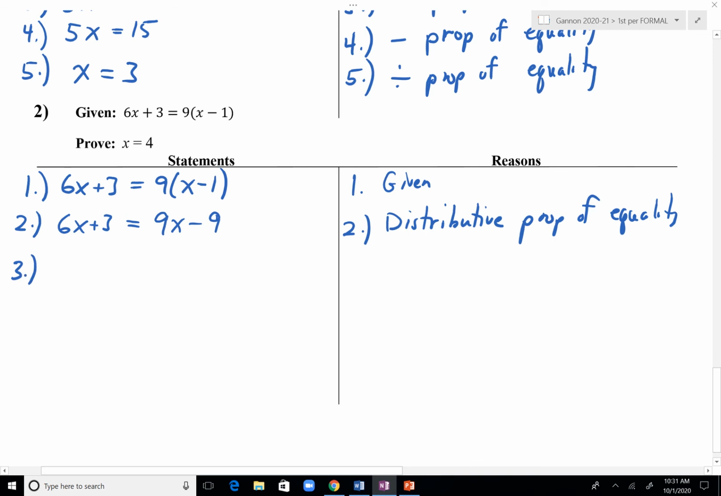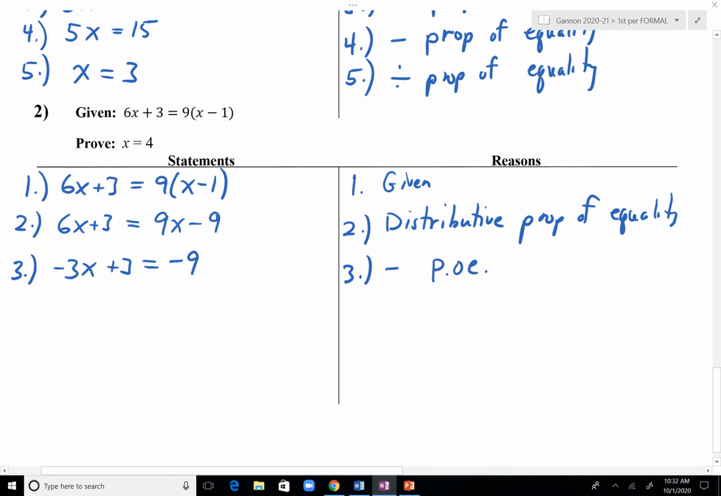From there, you know, people might take this in a different step. We want to end up with x equal to 4. So I'm going to move my x's to the left side of this equation. And I'm going to do that by subtracting 9x on both sides. 6x - 9x is going to be -3x. And then 9x - 9x, they cancel, so I'm left with -9 on the right side. Again, I subtracted 9x from both sides. That is the subtraction property of equality, which you could just abbreviate as POE, okay?